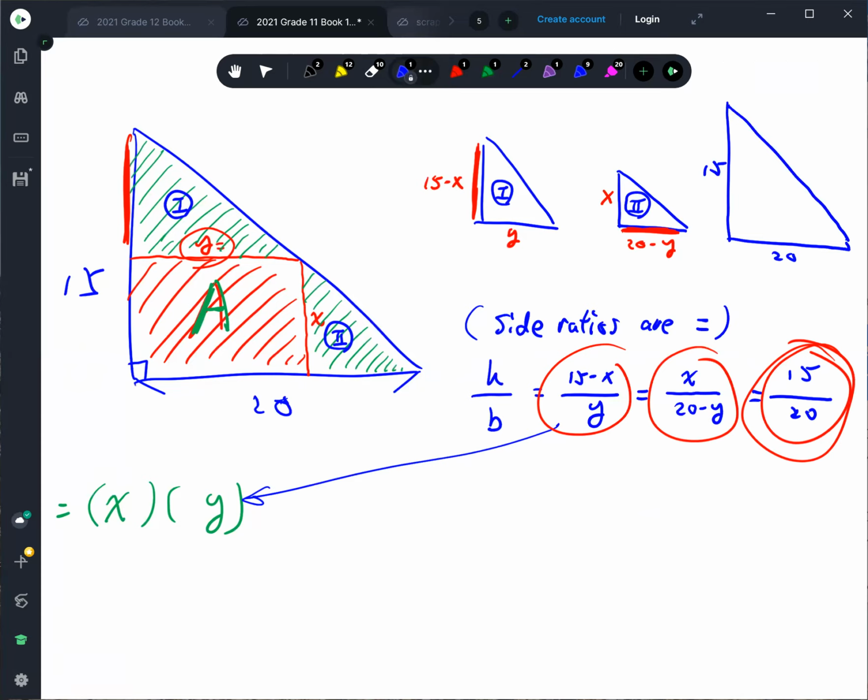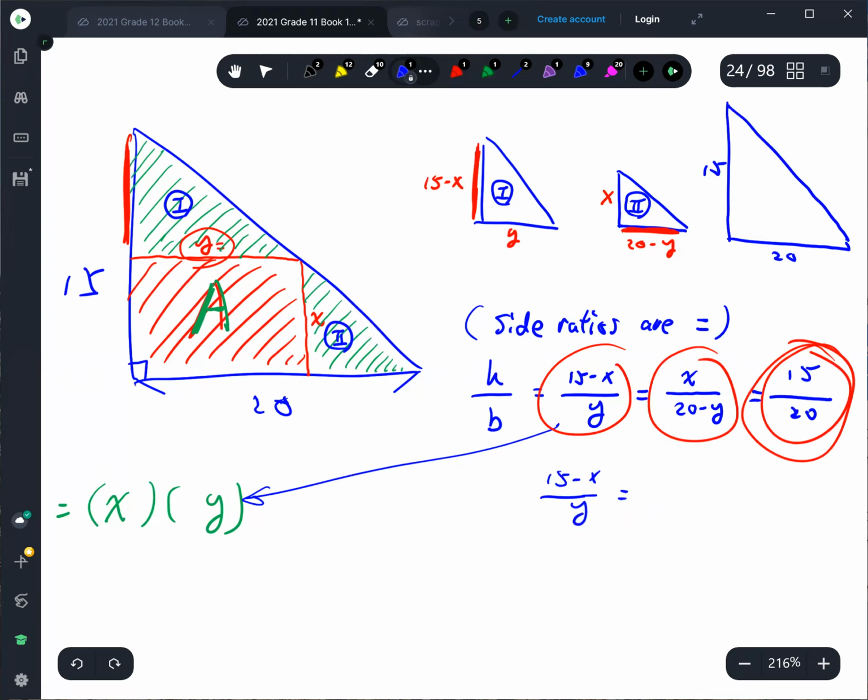15 minus x over y, I guess. Yeah, equals 15/20. We can reduce it into what? 3/4. Yeah, I think it will be easier, right? So easier to isolate y now. Okay, how do I do it? Just cross multiply and isolate the y.